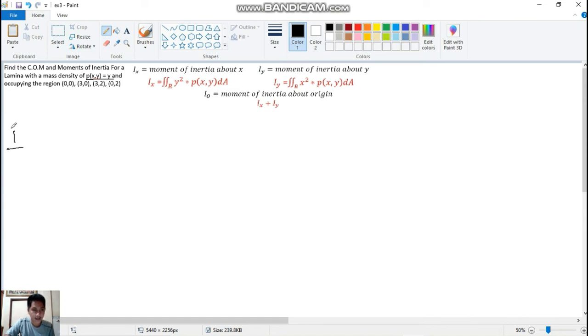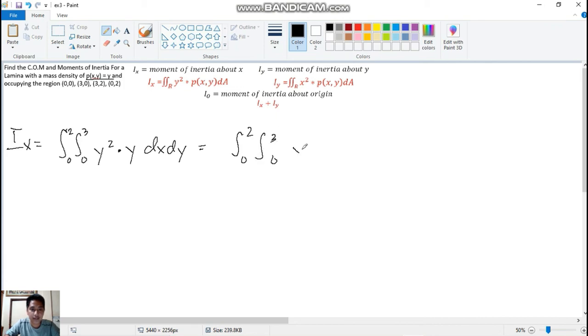I sub x is equal to the double integral of y squared times p. What is our p again? It is y. And then dx dy. The values of x are 0 and 3. The values of y are 0 and 2. Y squared times y is simply y raised to 3. Okay. So dx dy. So we need to get the antiderivative of this one first.